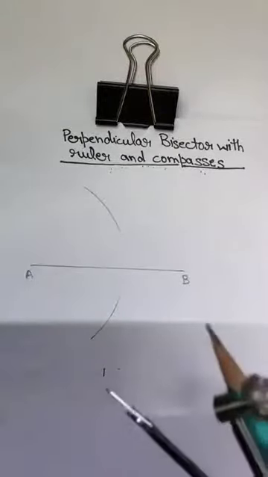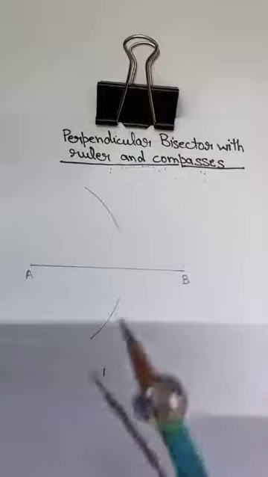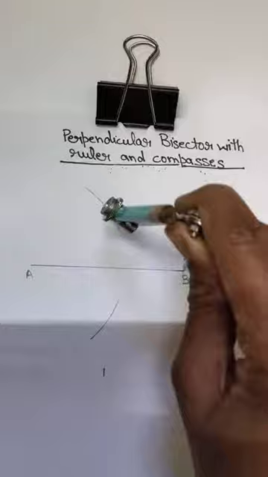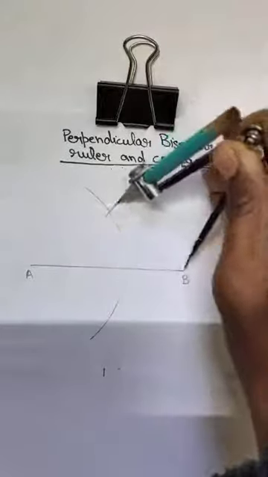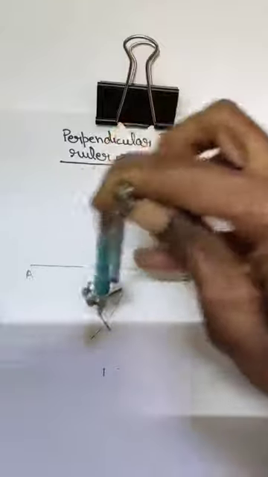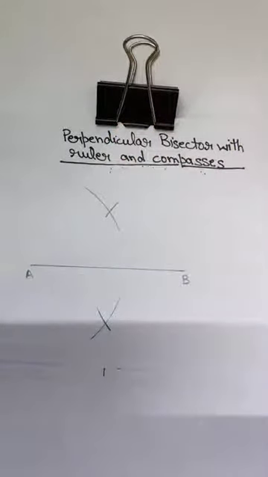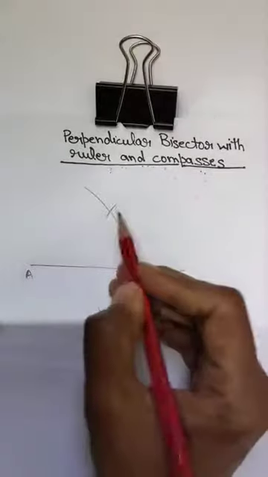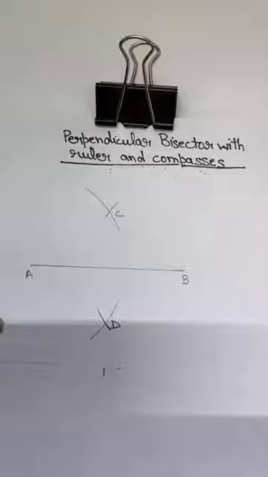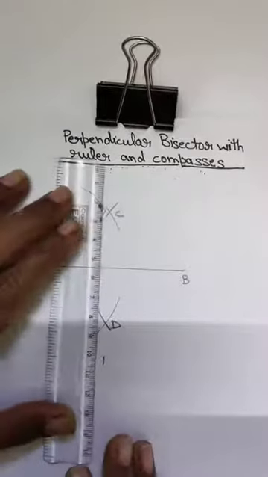Now don't change the compass. Compass will remain as it is. Now with B as a center and taking same radius, draw two more arcs which cut the previous arcs at points C and D. Okay, join CD.